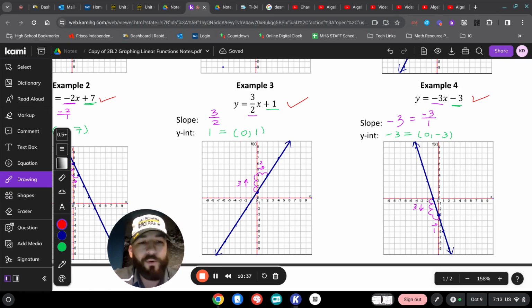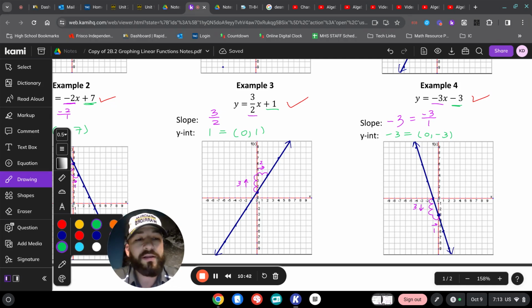So plotting that point of negative 3 right here on our graph first. Then from that point negative 3, we go down by 3 and to the right by 1. And then, of course, we can do the opposite to go in the other direction. So we can see negative slope. It does give us that decreasing shape in our line. And we are all good to go.